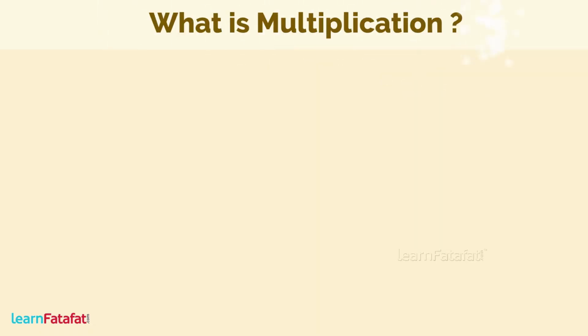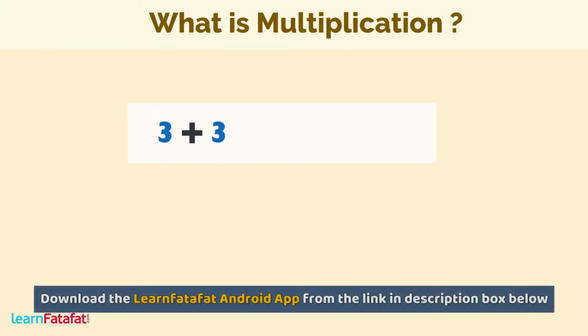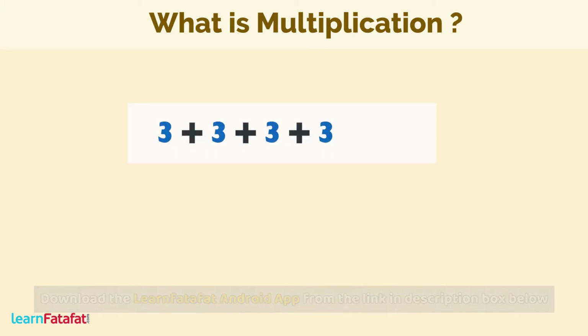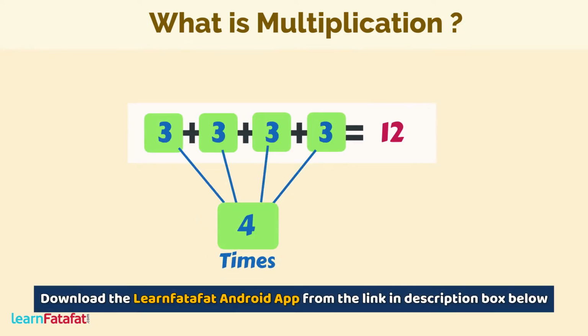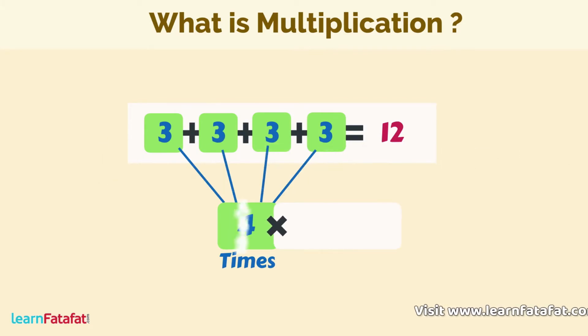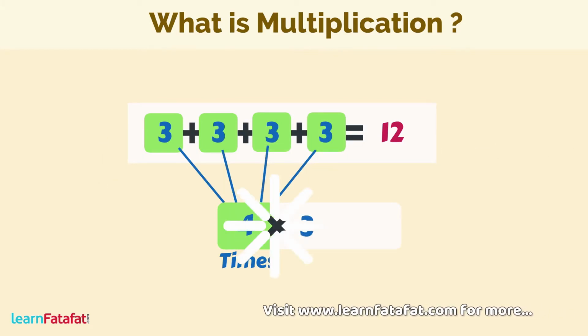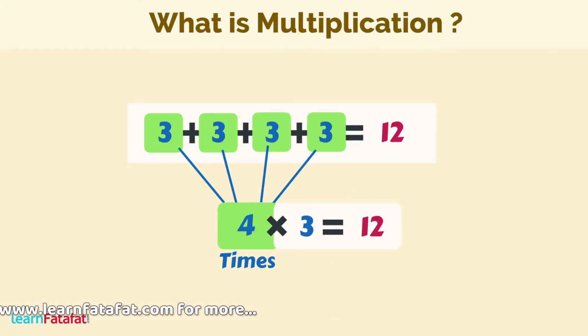Before understanding multiplication of integers, let's first understand what is multiplication. Consider the addition 3 plus 3 plus 3 plus 3. It gives result 12. Here 3 is added 4 times. Instead of adding 3 4 times, we can multiply 4 and 3. So 4 multiplied by 3 is equal to 12. It helps to reduce the number of calculations and gives the same result.